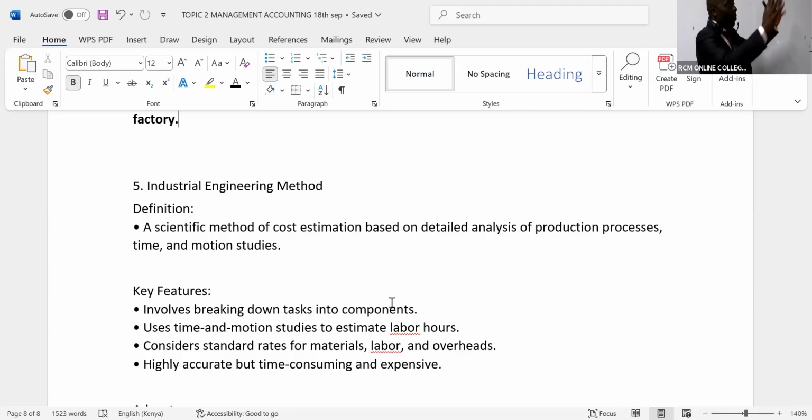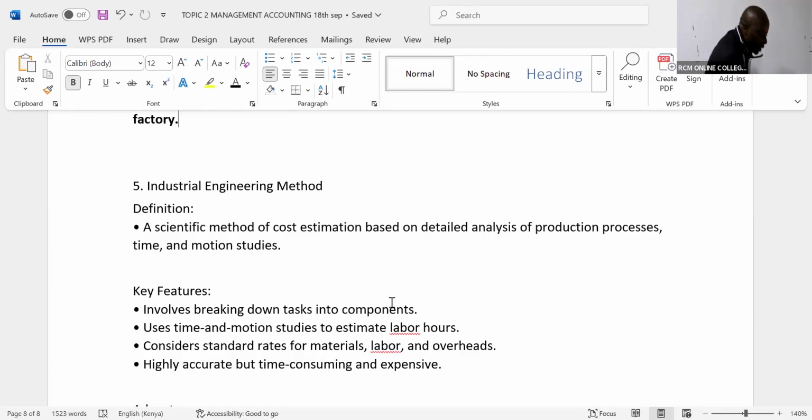You break down a project. For example, if you wanted to build a house, you need to excavate your trenches for the foundation, lay the foundation, and so on. Then we have the slab, and then you start doing what we call the superstructure. So you must list all those activities. In industrial engineering, you're breaking down all the tasks into the individual components.